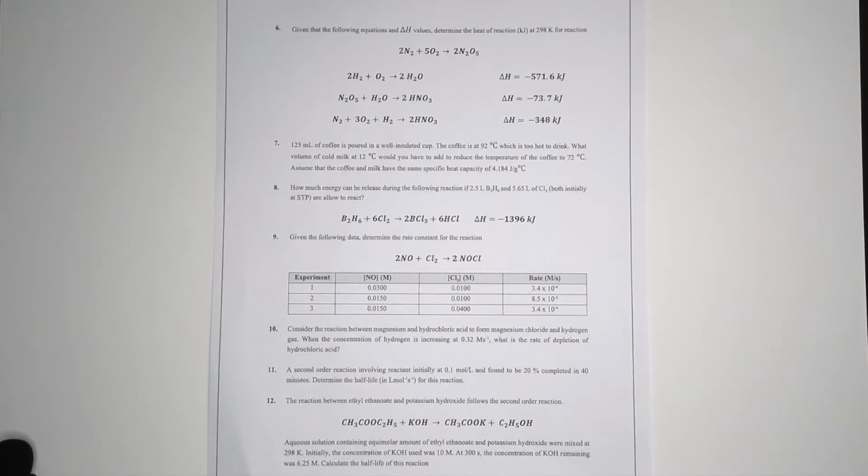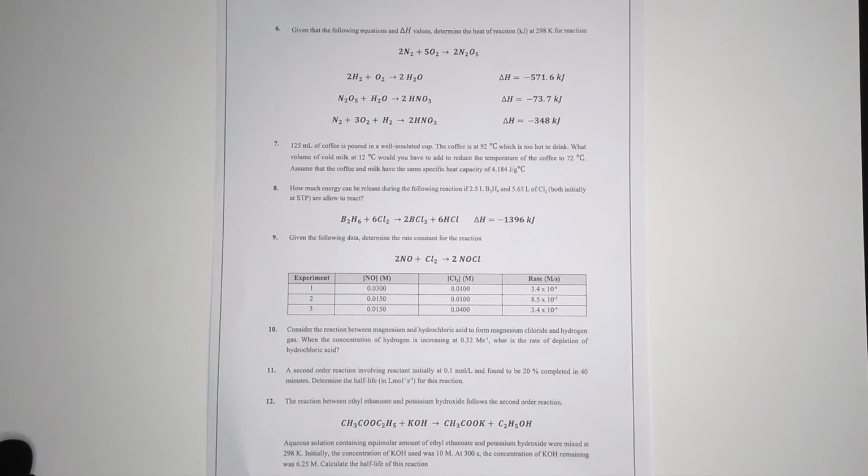Okay, we have reached our final question, question number 12. The reaction between ethyl ethanoate and potassium hydroxide follows the second order reaction again. The aqueous solution containing equimolar amounts of ethyl ethanoate and potassium hydroxide is mixed at 298 Kelvin. Initially, the concentration of KOH was 10 molar. At 300 seconds, the concentration of KOH remaining was 6.25. Calculate the half-life of this reaction.